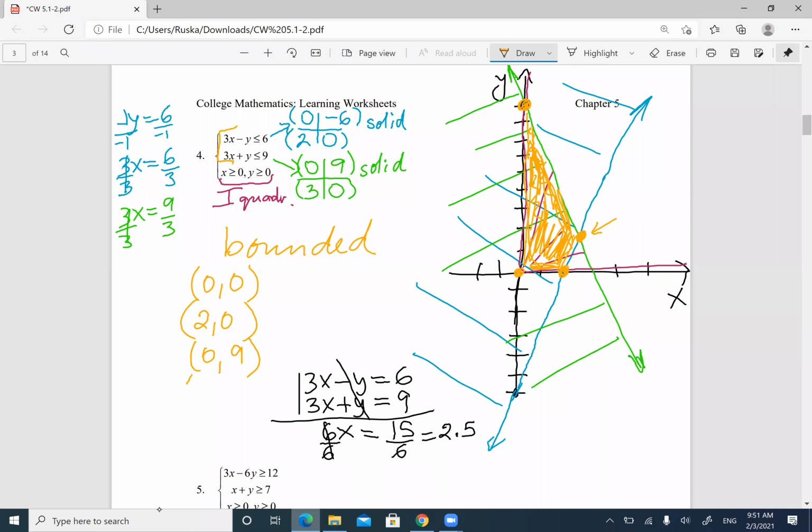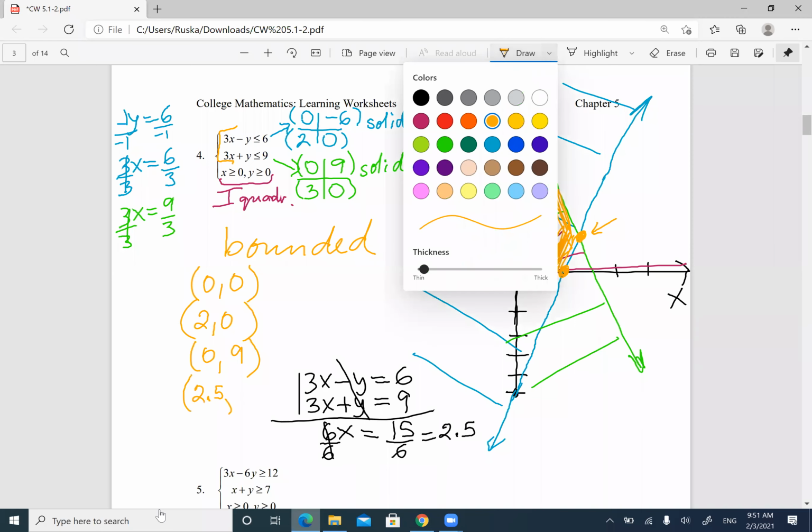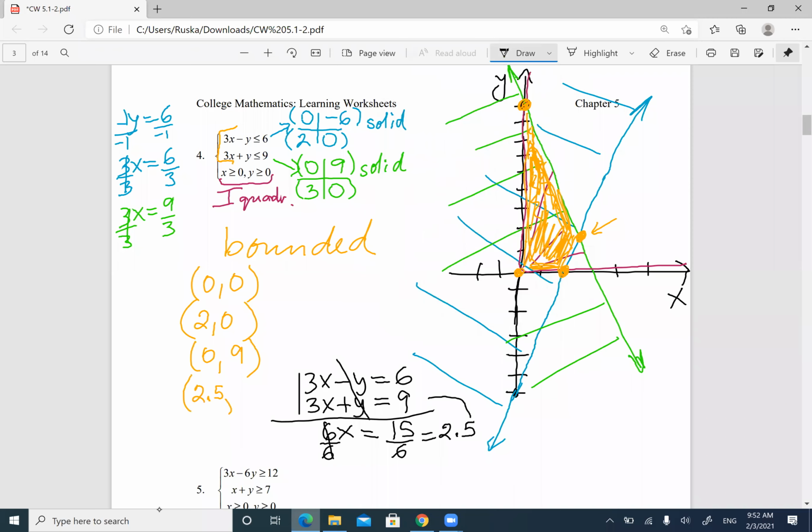So my x is going to be 2.5. And then we have to find the y. How do you find the y? You can plug it into one of the equations. I can plug it in, let's say, using the second equation. So when I plug it in, I'm going to have 3 times 2.5, which is my x, plus y equals 9.